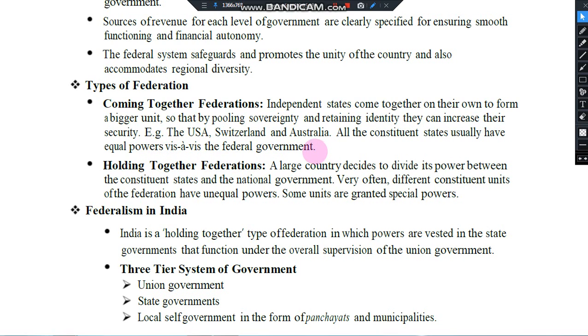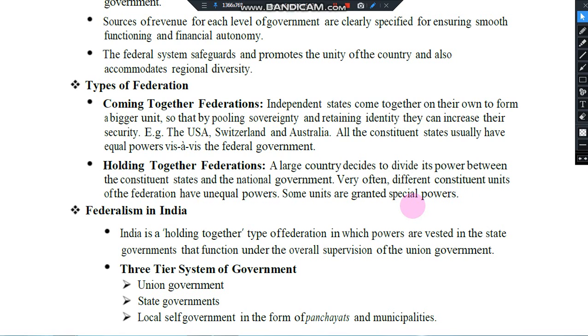All the constituent states usually have equal powers vis-a-vis the federal government. Just as we discussed, it's not that difficult. Holding together federation. Generally students get confused here, but you don't. A large country decides to divide its power between the constituent states and the national government, just like India. Very often different constituent units of the federation have unequal powers. Some units are granted special powers.